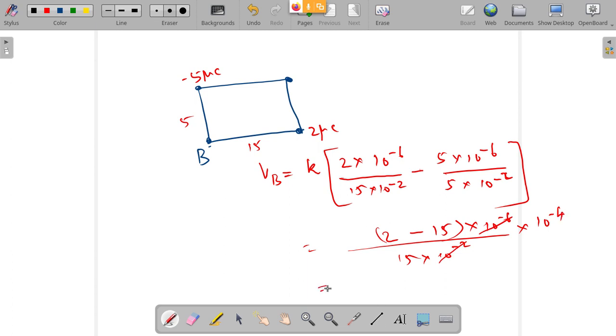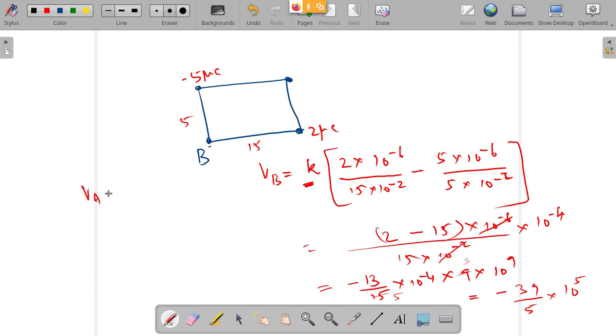Isn't it? So effectively what you are getting here is minus 13 by 15 into 10 power minus 4. Of course outside there is a K, so you have to multiply that, 9 into 10 power 9. So effectively 9 and 15 both can cancel by 3. So you have 5 and you have 3 here, right? So minus 39 by 5 into 10 power 5. This is what you will have.